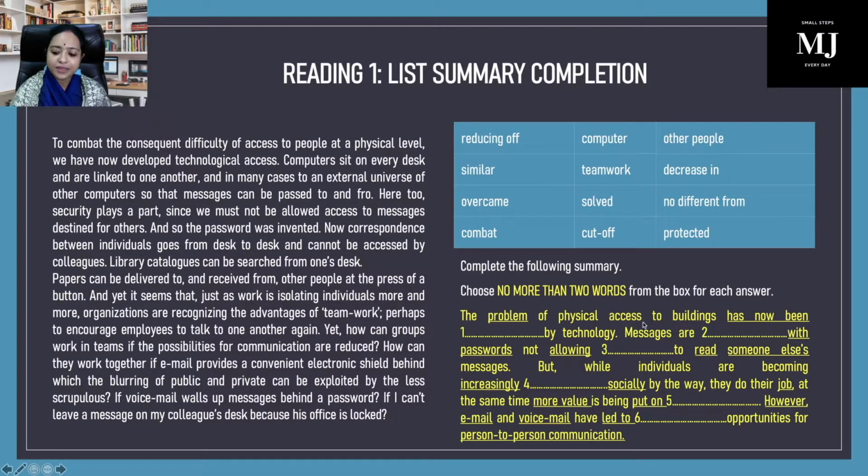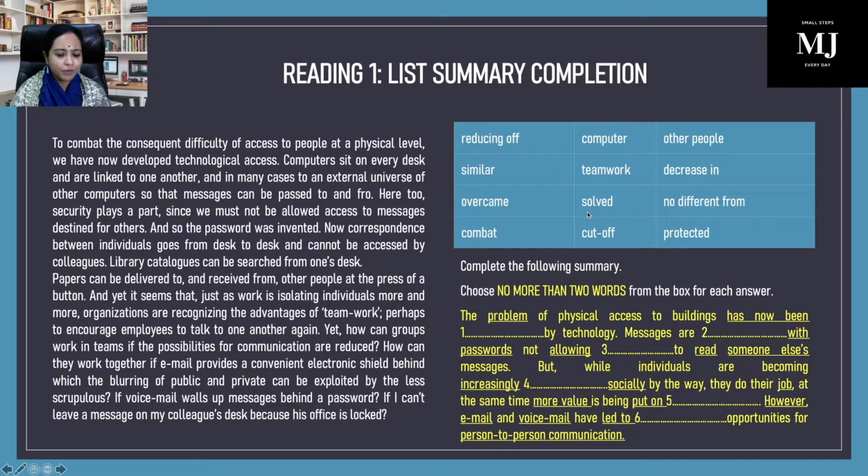The problem of physical access to buildings has now been dash by technology. Okay, that's the first sentence. Let's mark the keyword. So we are actually looking for the problem and which has now been dash by technology. Okay, so there's a problem of physical access to buildings and usually the problem has to be solved, isn't it, guys? So solved by technology. Okay, let's see. So solved. Do we have that word in the list? Yes, right here. So we have the option of having this as the answer.